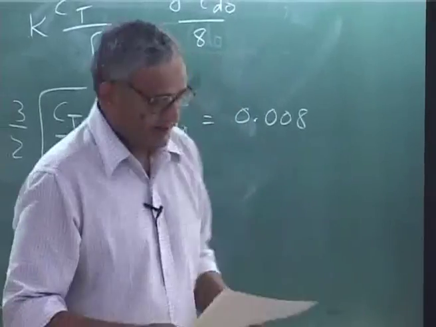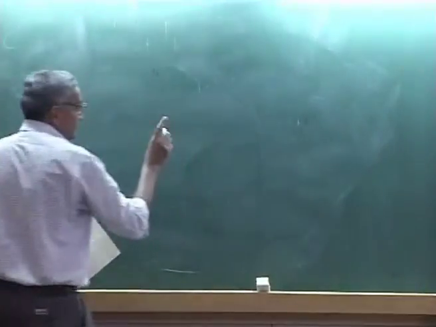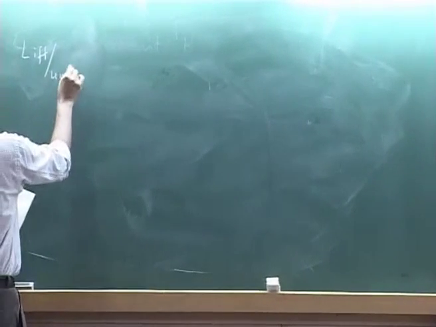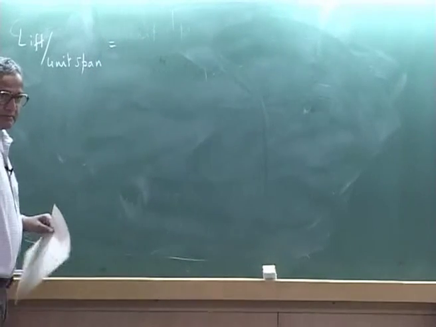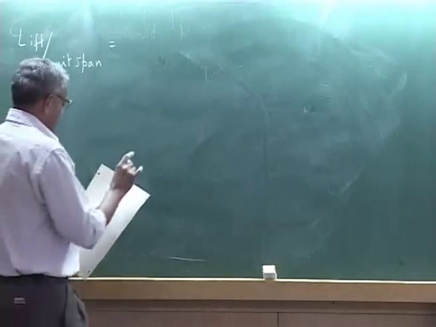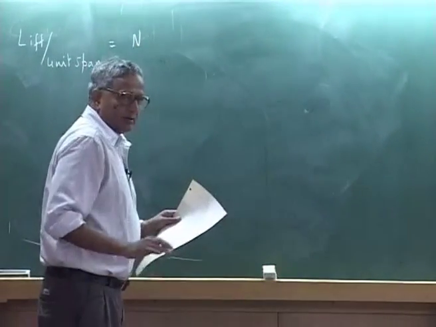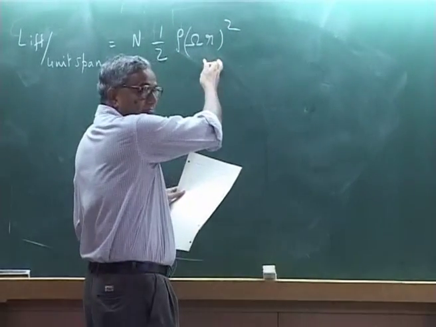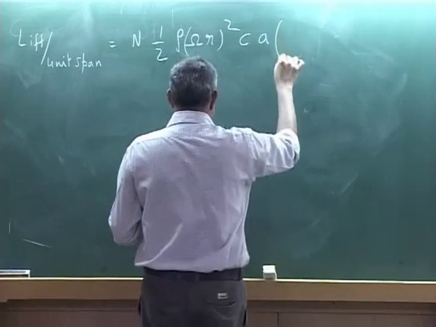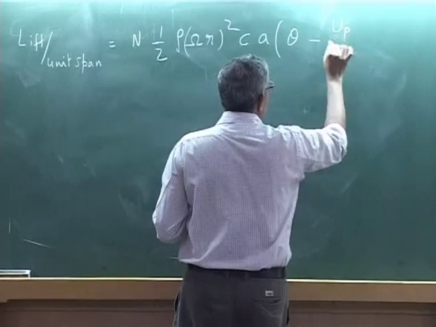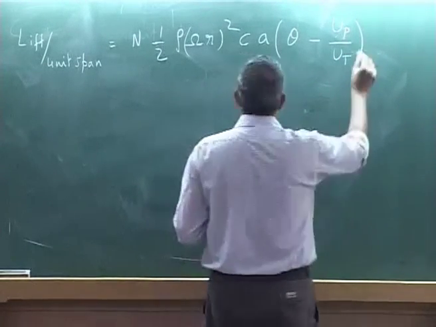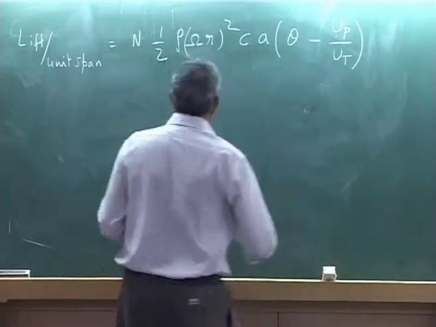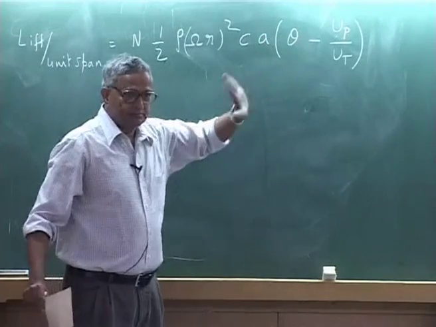Now we will go step by step. If I take the blade element, we know the lift per unit span. This is due to all the blades, so N times half rho omega r squared, because this is the dynamic pressure, times chord, lift curve slope, times theta minus Up over Ut, per unit span. This is the lift which we derived earlier.